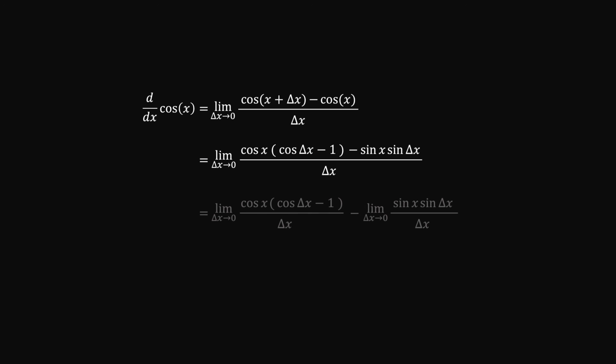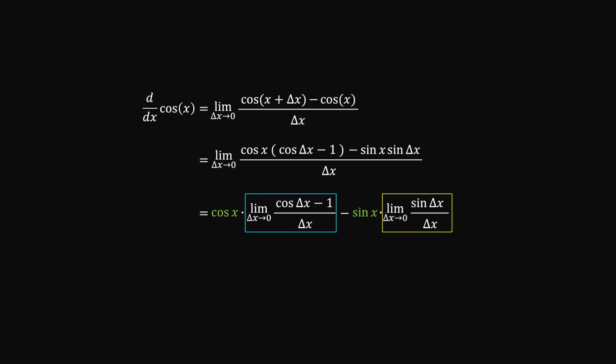As usual, we will split it into two. Sine x and cosine x have nothing to do with the change, so we can move them out of the limit. Now we end up with two limits. Looks familiar, right? In the previous video, in order to get the derivative of sine, we already confirmed these two limits. So here, the first limit is 0 and the second is 1. We are left with negative sine x.